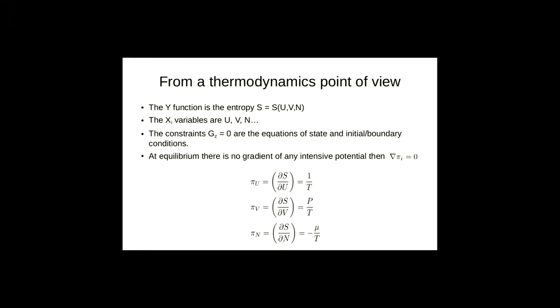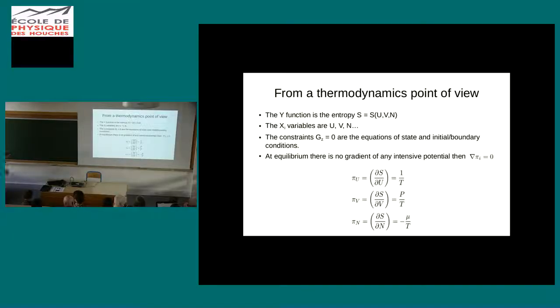So if we apply this in the pure thermostatic formalism, then the function that we want to optimize is, of course, the entropy. The x_i variables, which are all extensive, are, for example, internal energy, volume, matter. And what we want to observe is the path that the system can follow if we add some constraints. And we want to see what the equilibrium is, which is obtained when there is no gradient at all of any intensive potential. And then we have grad P is equal to zero.